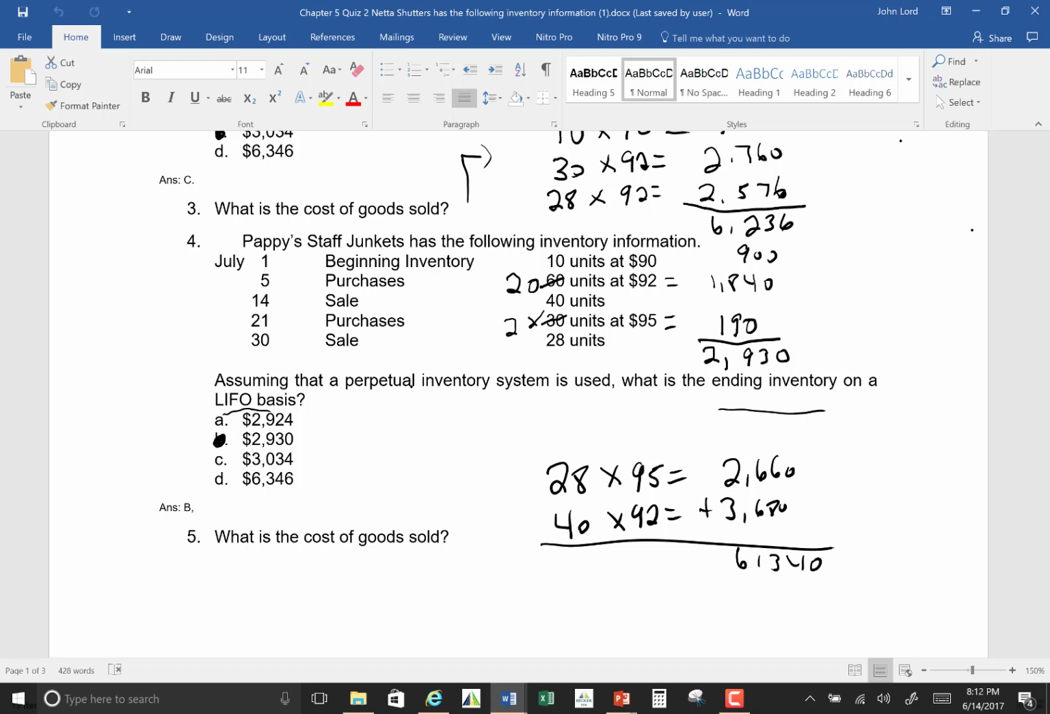Then I have another sale of 28, but now don't I have a new cost in my system? I have a more recent cost here, so I assume that I sold all 28 from there, so now there's only 2 of those left. So if I do my ending inventory, 10 units at 90, 20 units at 92, and I'm down to 2 units at 95, right? Okay, good.